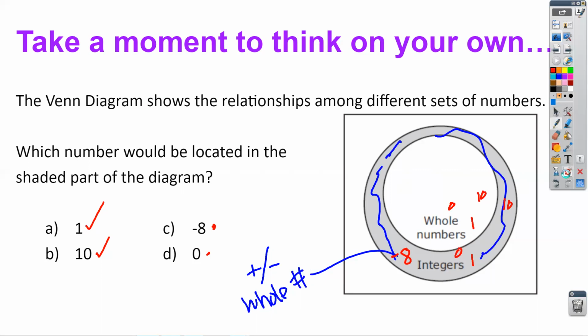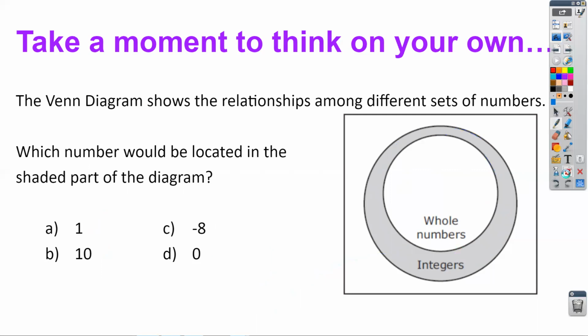Now, yesterday, when you did the Venn diagram, and we talked again about it on Wednesday, you always put the number where it first appears. So 1 first appeared here, 10 appeared here, 0 appeared here, but negative first appeared in the integer spot. So the answer would be C.